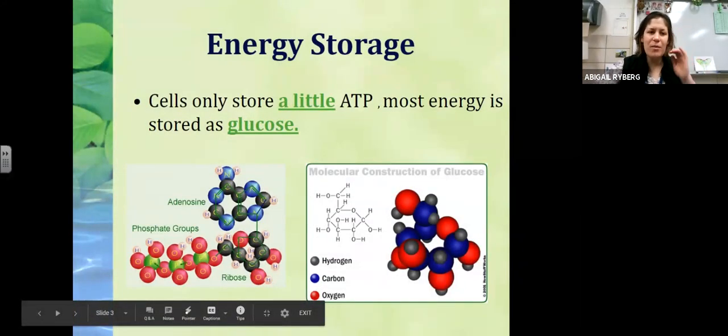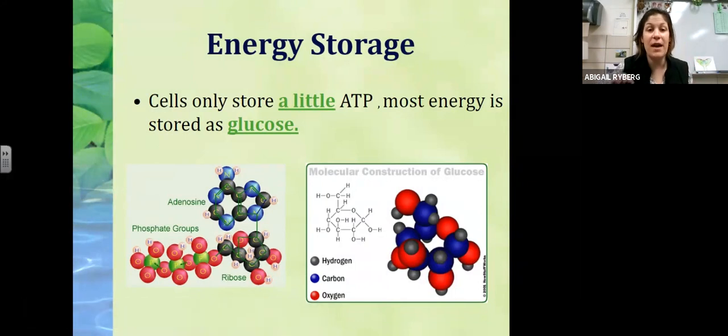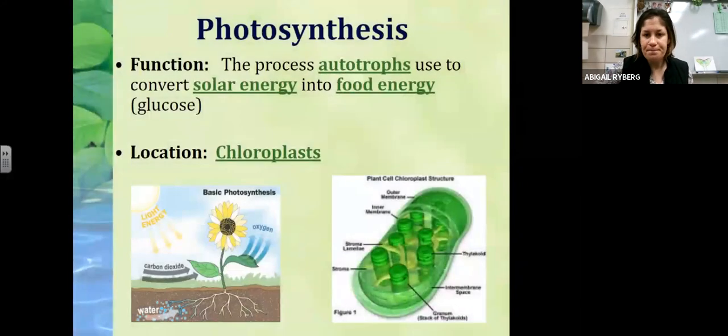Energy storage. So the problem is cells actually don't have the ability to store a lot of ATP, which is the energy that the cells can use, right? So actually most of the energy in our body is stored as glucose. And we're going to start by looking at photosynthesis.